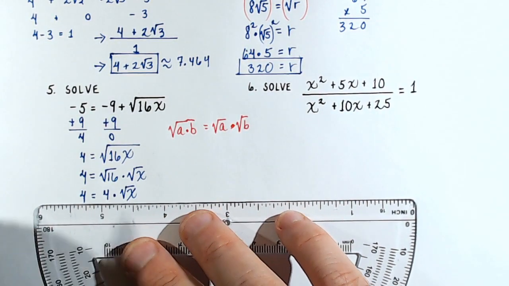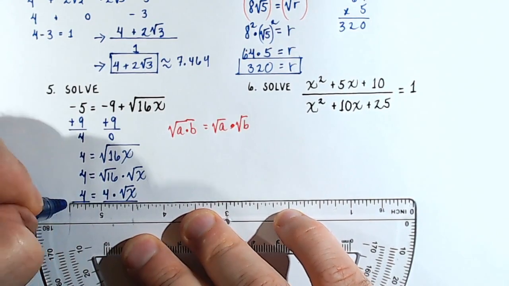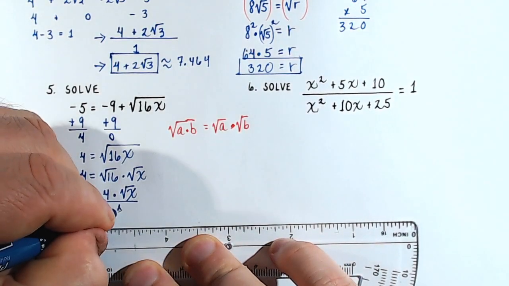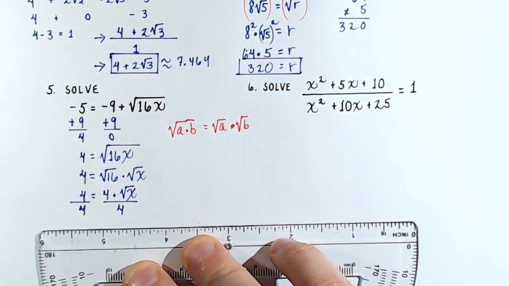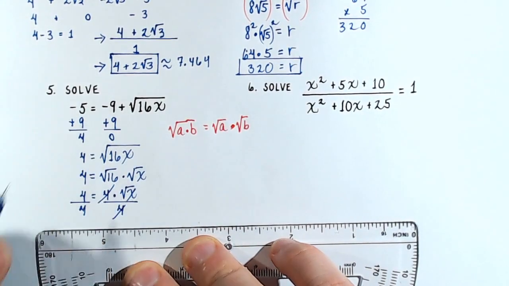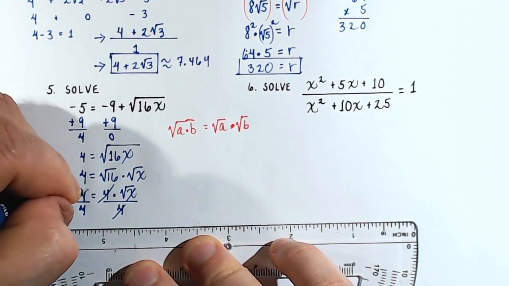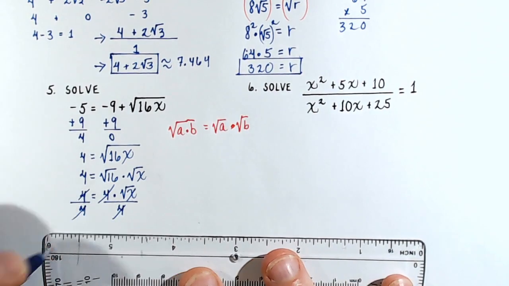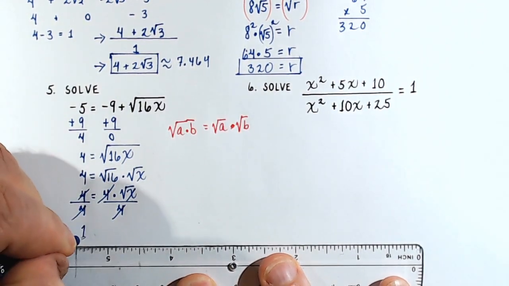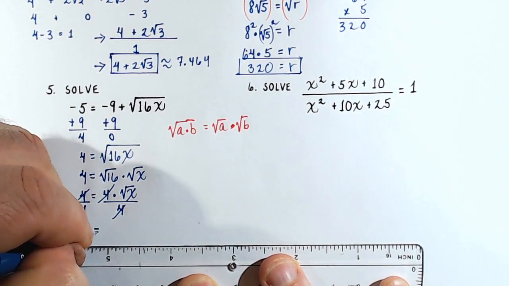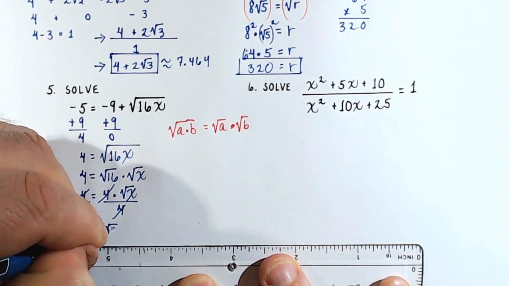Okay, well now I can divide both sides by 4 to cancel the 4 on the right. Well, these cancel, but interestingly, these cancel as well. So 4 divided by 4 is just 1. So I'm left with 1 equals the square root of x.